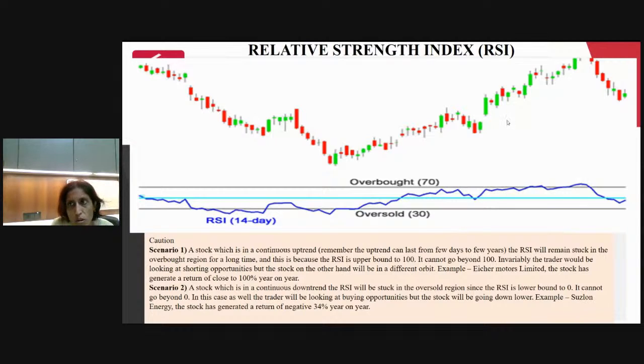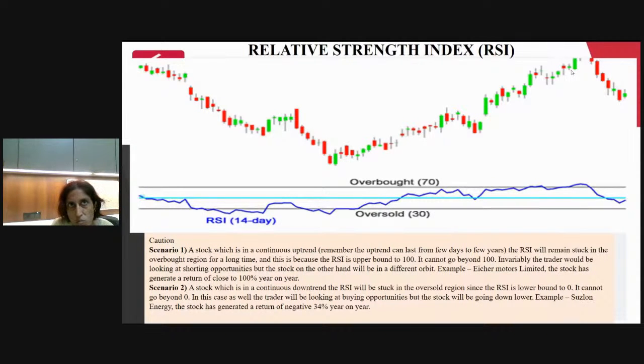So maybe it is in the overbought region for a very long time, and you might even plan to take a short position and come out of the market because you might be expecting a reversal. But it may be possible that for stocks which are fundamentally very strong, it might move higher than that, and then you might repent. So a word of caution here is that if a particular stock is overbought for a very, very long period of time, it may remain in that region for a considerable period of time. Okay? And a good example of this is Eicher Motors.